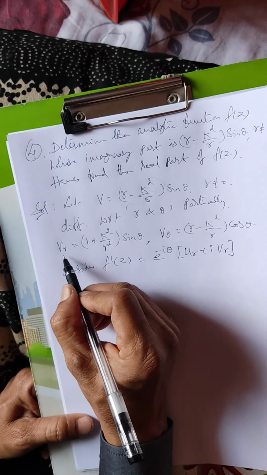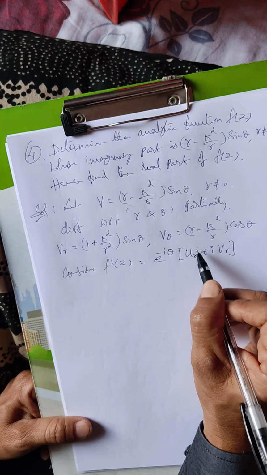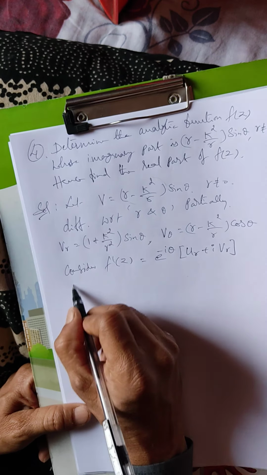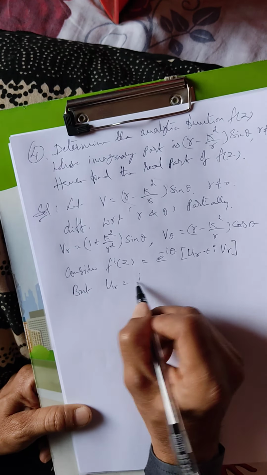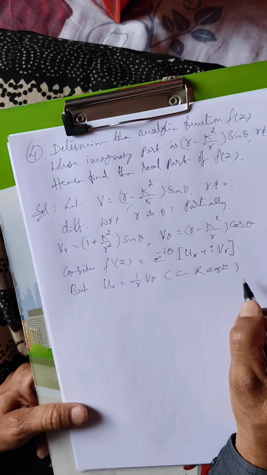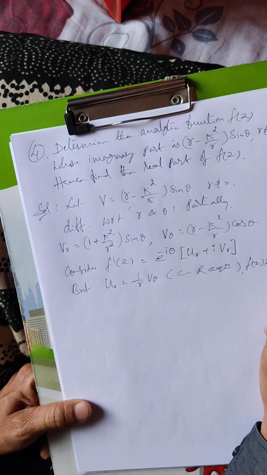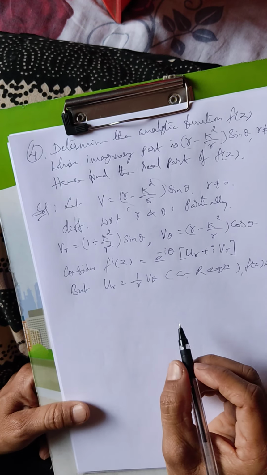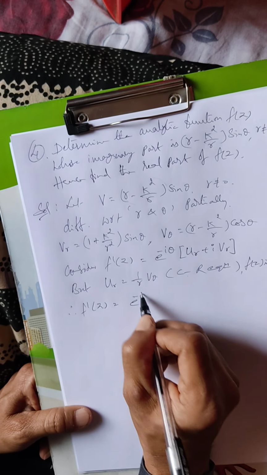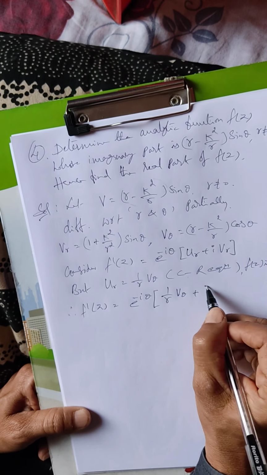But here you know Vr and v theta, and in the result you have ur and Vr. So now we need to write ur in terms of v theta. We can write ur is equal to 1 by r v theta, that is the CR equation. Why? Because the function f of z is analytic. So therefore f dash of z is equal to e power minus I theta into, for ur you can write 1 by r v theta, plus I Vr.